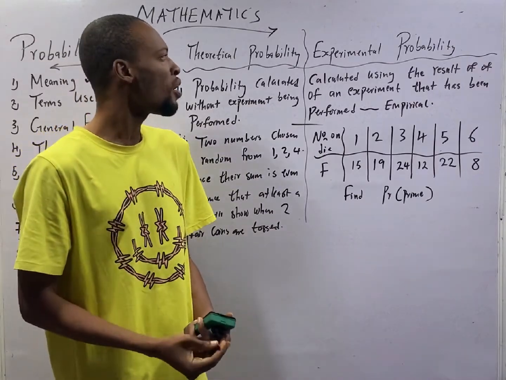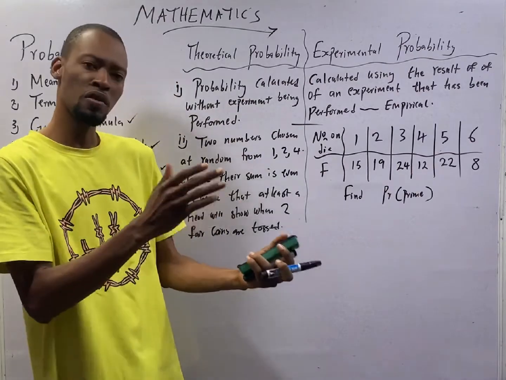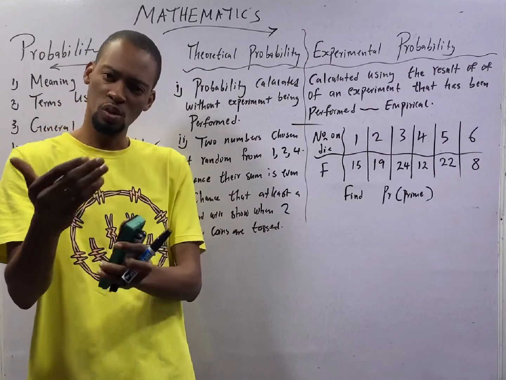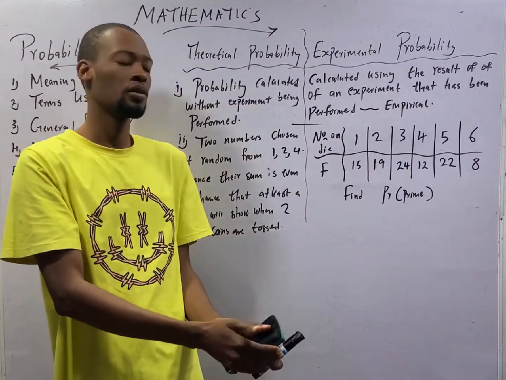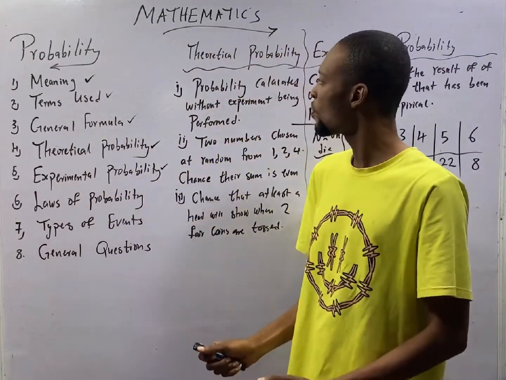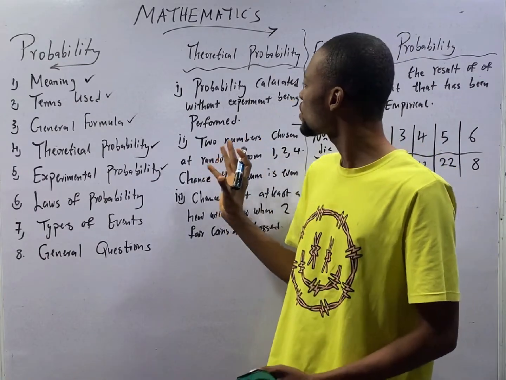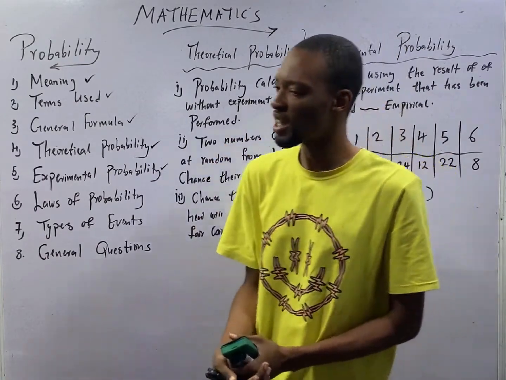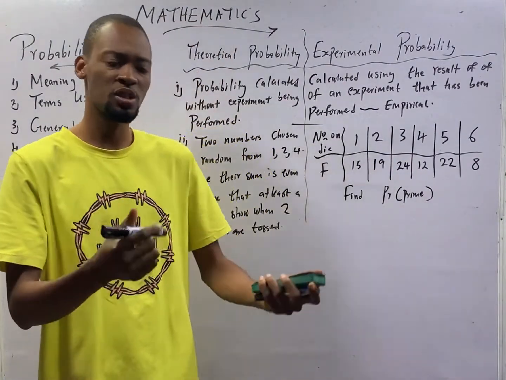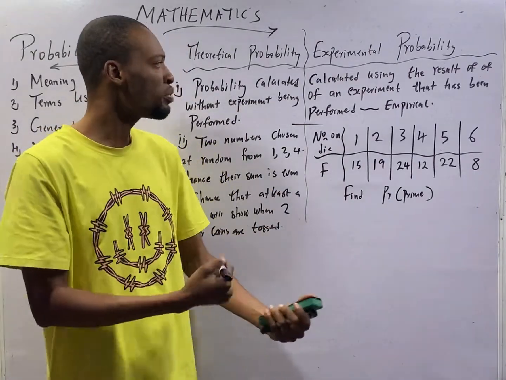Then for an event that is not impossible and not sure, the probability is 1 over something, which is from 0 point something to less than 1. That is the range of values for probability. Now, theoretical probability is probability calculated without an experiment being performed. You don't really carry out the experiment. It is theoretical. When you hear something like this, you are able to respond.